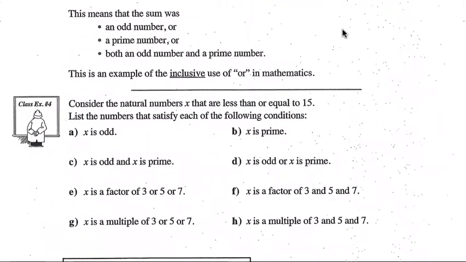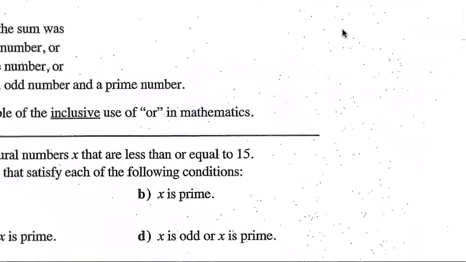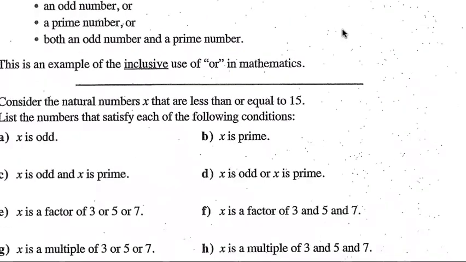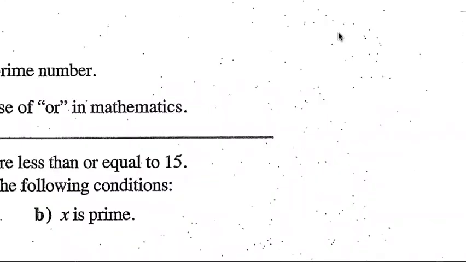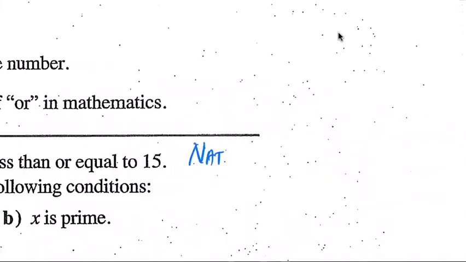Example number 4. Consider the natural numbers x that are less than or equal to 15. So something that I'm going to talk about in some of the notes is if we're talking about natural numbers. Okay, natural numbers are those numbers that include.